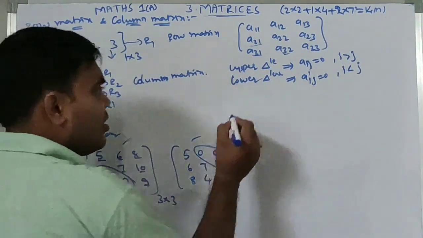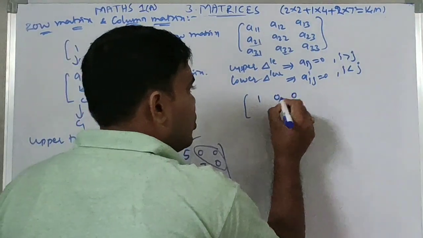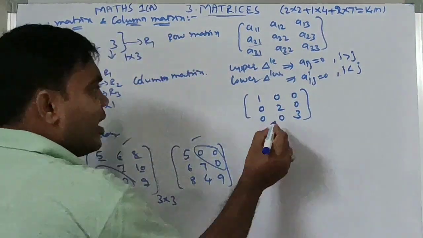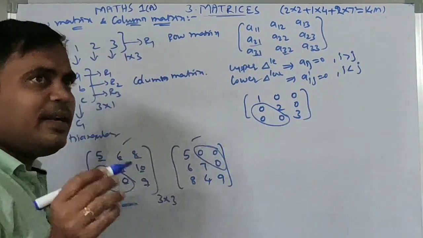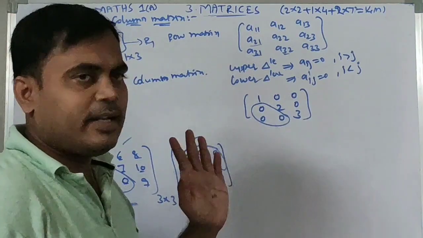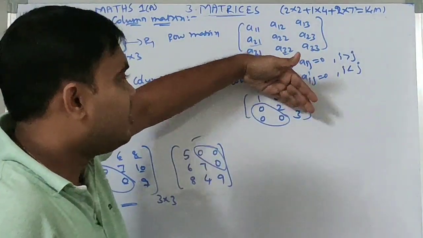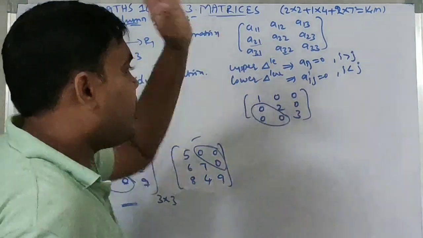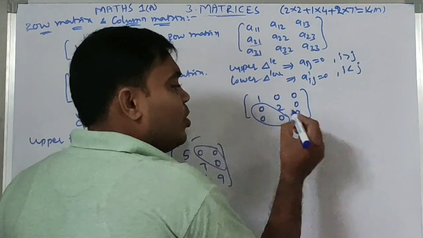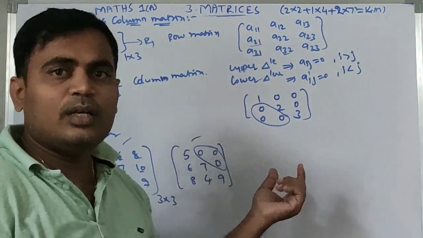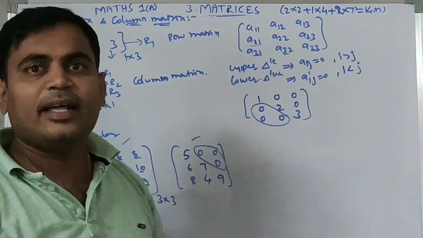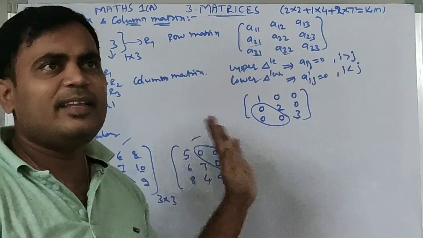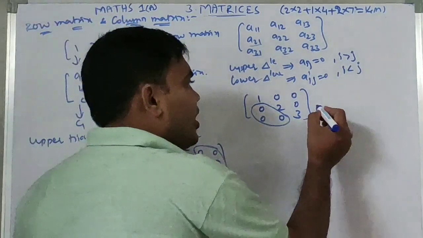One more example I am taking: 1 0 0, 0 2 0, 0 0 3. Here, the elements below the diagonal are equal to 0, so this is upper triangular. The elements above the diagonal are also equal to 0, so it is lower triangular. It is both upper triangular and lower triangular. Either it is upper or lower, then it is a triangular matrix. So this is also a triangular matrix.